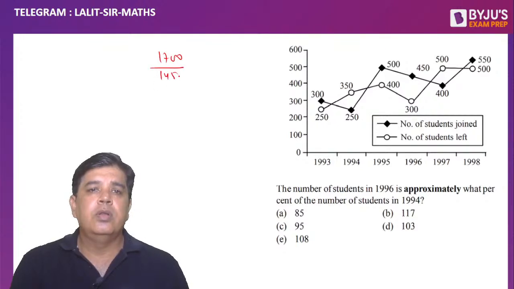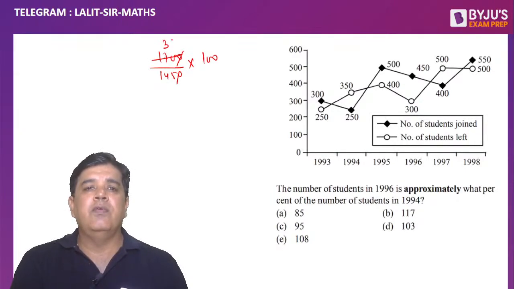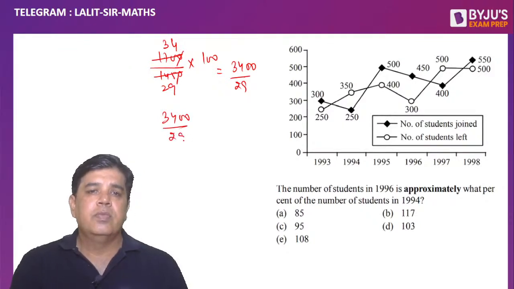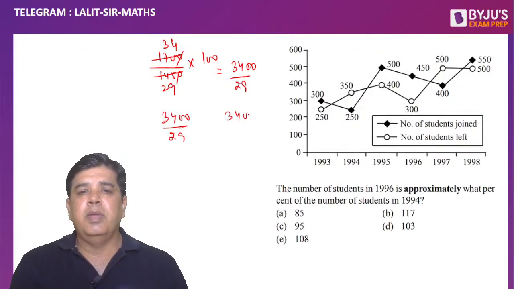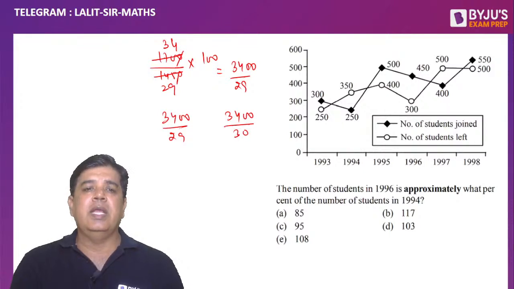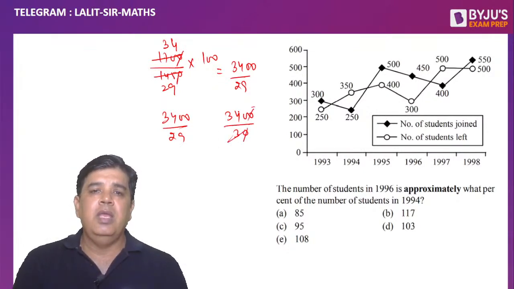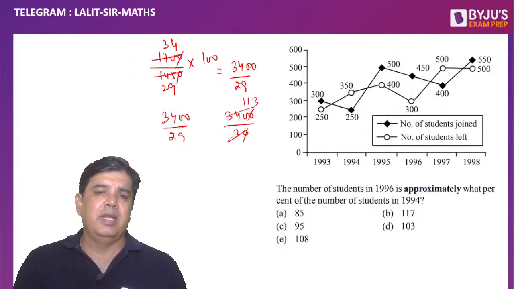17% upon 1700 upon 1450, right? 5 into 3, 5 into 4, 5 into 2, 5 into 9, we get 3400 by 29. Now we have to calculate this. Since this is approximate, I can take 30 instead of 29, and this gives me 113 approximately.